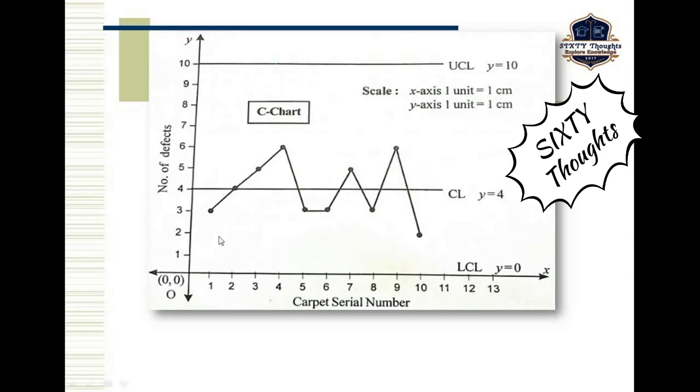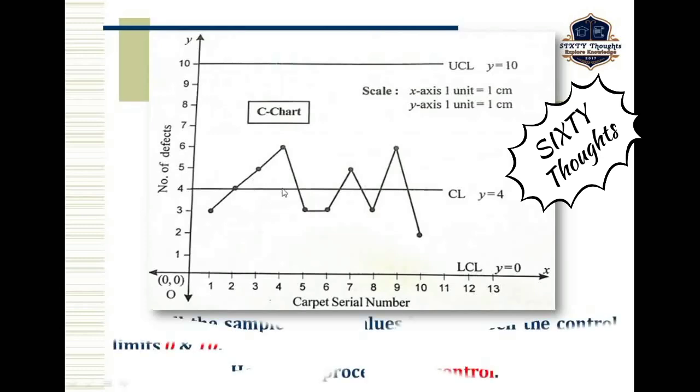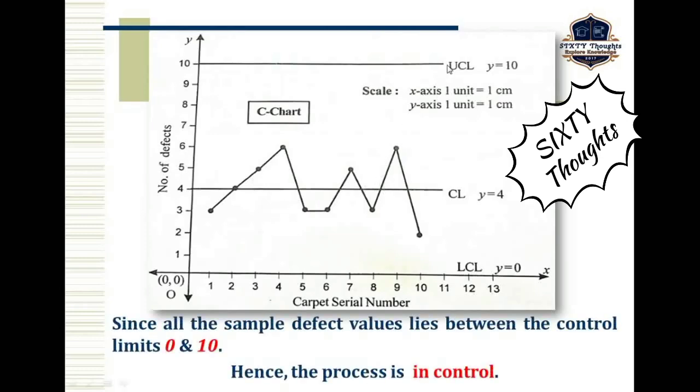Okay. So now we are going to mark all the number of defect values, right? Sample 1 defect value 3, sample 2 defect value 4. Next, sample 3 defect value 5. Likewise we get these values. After that, we join the lines between the points. Okay, so from the graph it is clear that all the number of defect values lie under the control limits, that means between the lower control limit and the upper control limit, right?